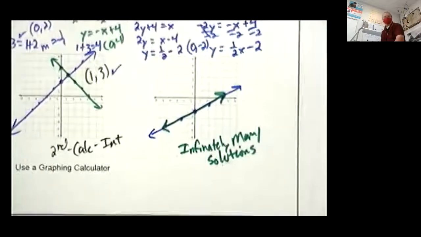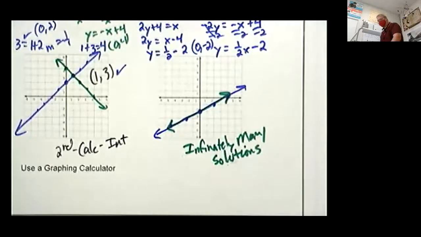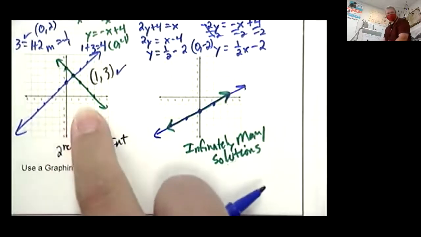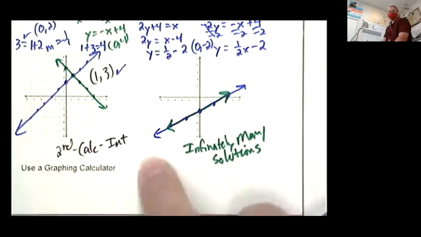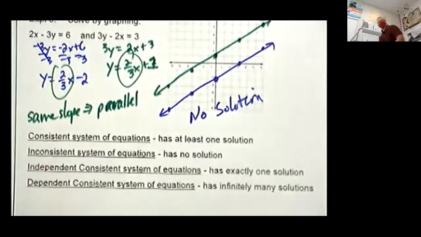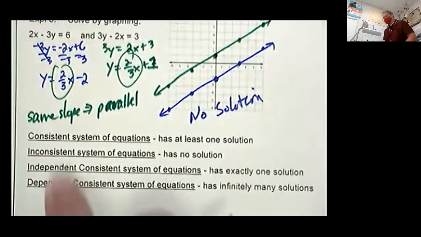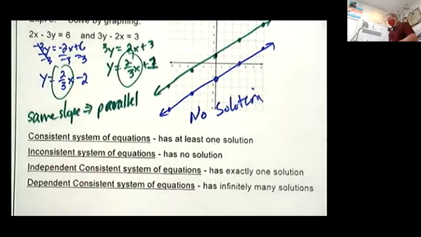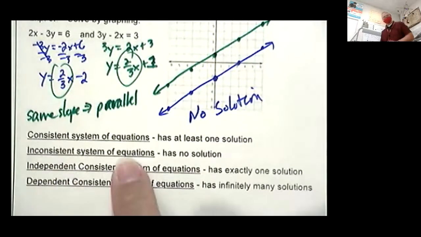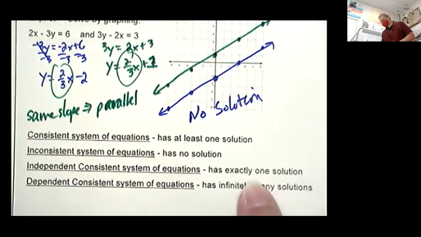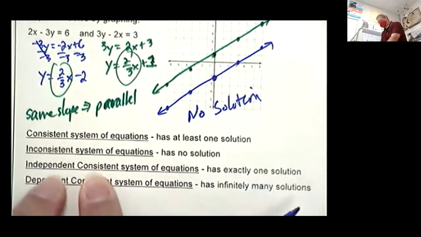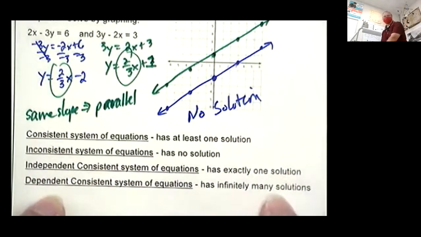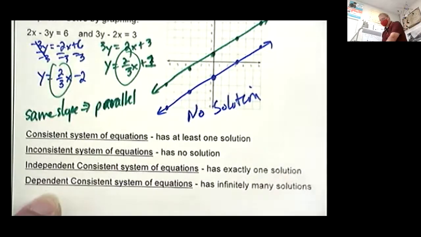So we actually saw 3 different things that occur. If we graph 2 lines on a coordinate plane, they're either going to intersect at one point, they're going to intersect at every point, so that's infinitely many, or they're not going to intersect at all. And we're going to have names for those. We're going to call a system that has at least one solution a consistent system of equations. If it has no solution, we're going to call it an inconsistent system of equations. If it has exactly one solution, it's independent consistent. And if it has infinitely many solutions, it's the same line, we're going to call it dependent consistent system of equations.